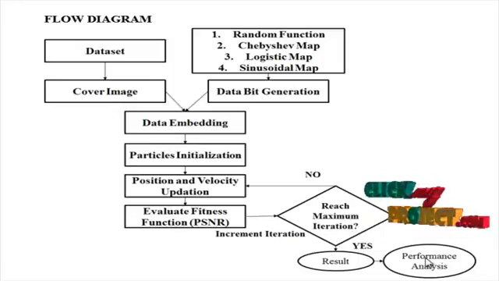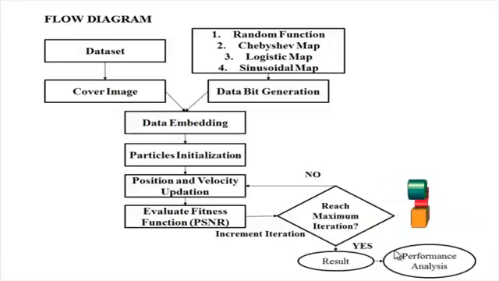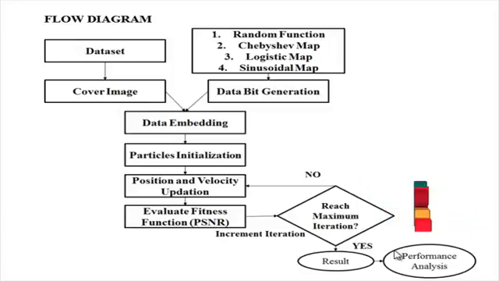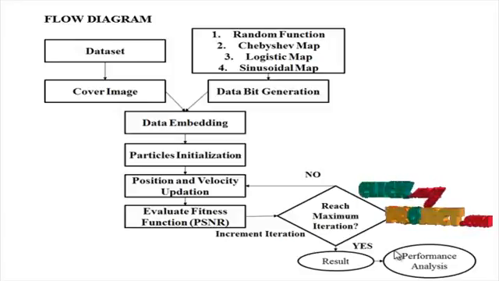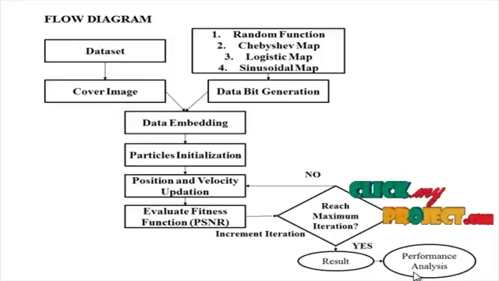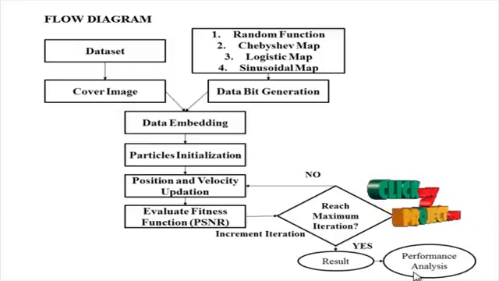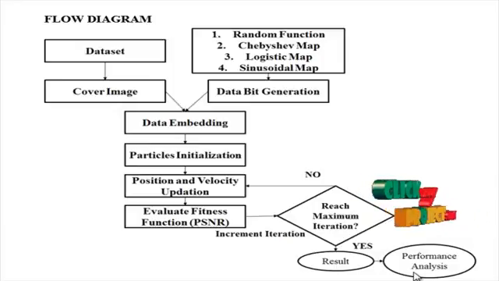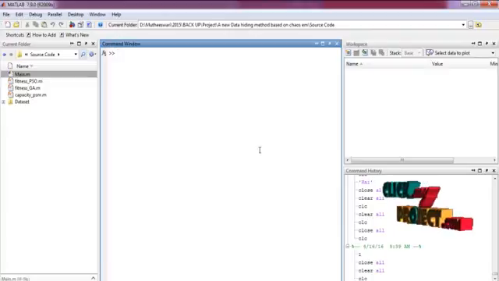Finally, the performance has been analyzed. PSNR is most commonly used to measure the quality of reconstruction of lossy embedded codecs. The image in this case is the original data and the noise is the error introduced by embedding. The bit error rate is the number of bit errors per unit time. The bit error ratio is the number of bit errors divided by the total number of transferred bits during a study time interval. Let me discuss the running procedure for our process.